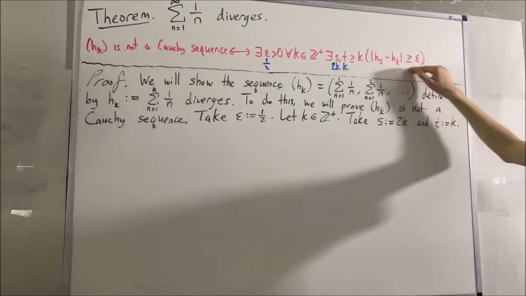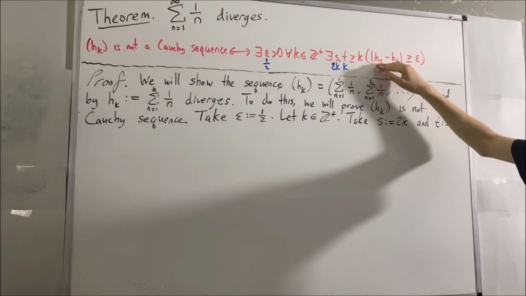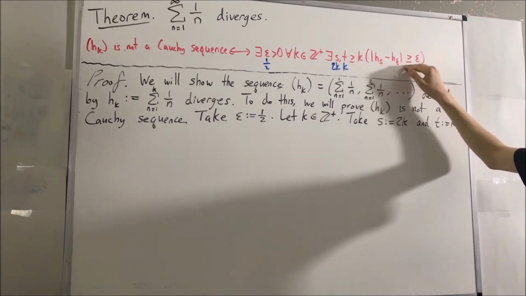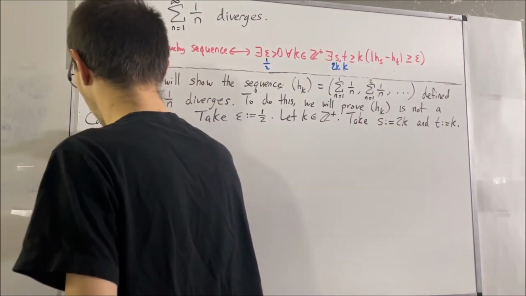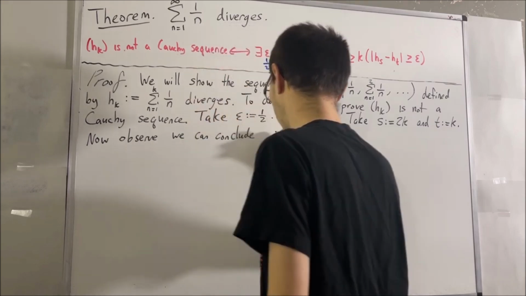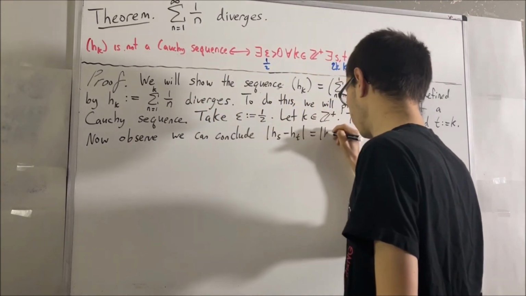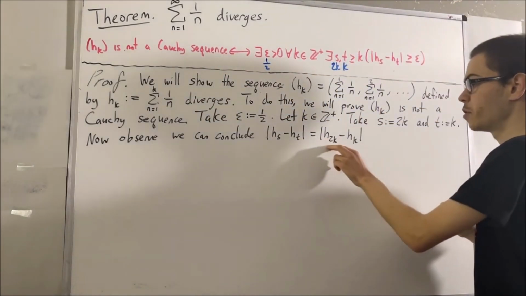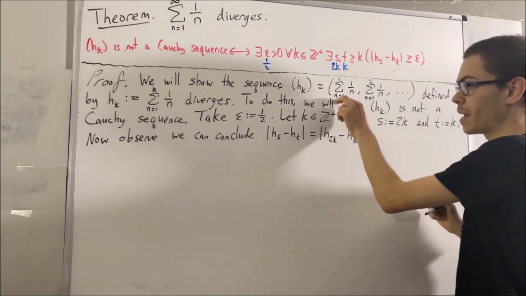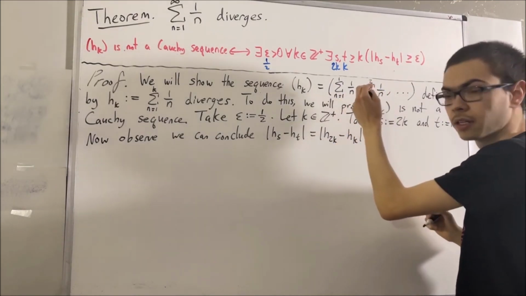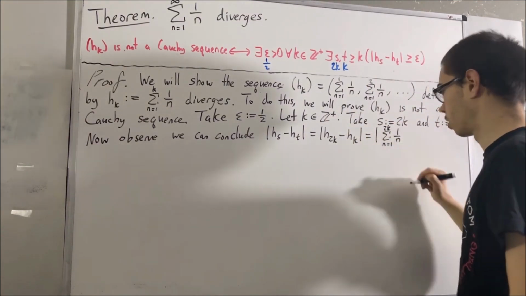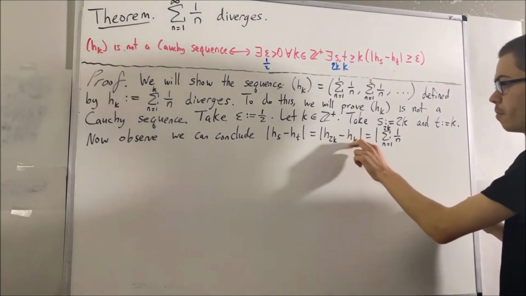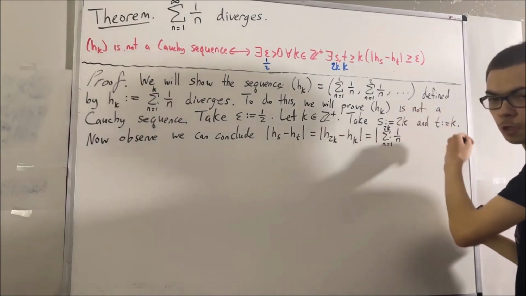And what we would like to show now is that the absolute value of h_2k minus h_k is greater than or equal to 1/2. Now check this out. h_2k is really the sum from n equals 1 to 2k of 1 over n. And h_k is the sum from n equals 1 to k of 1 over n.